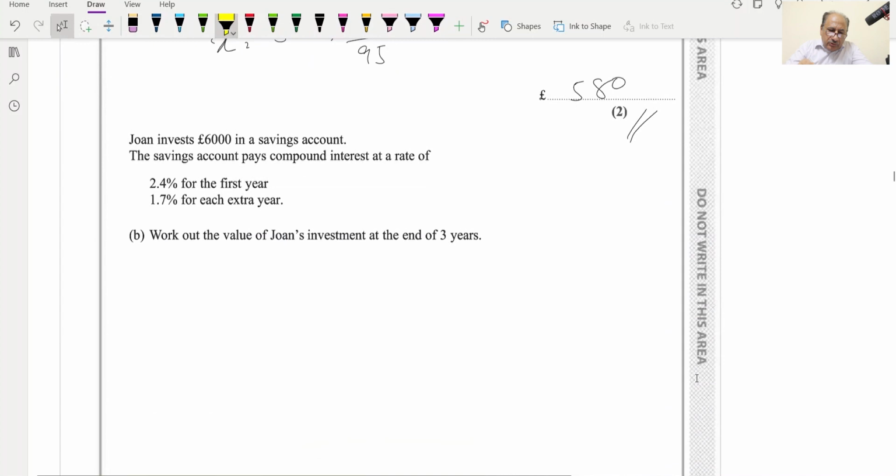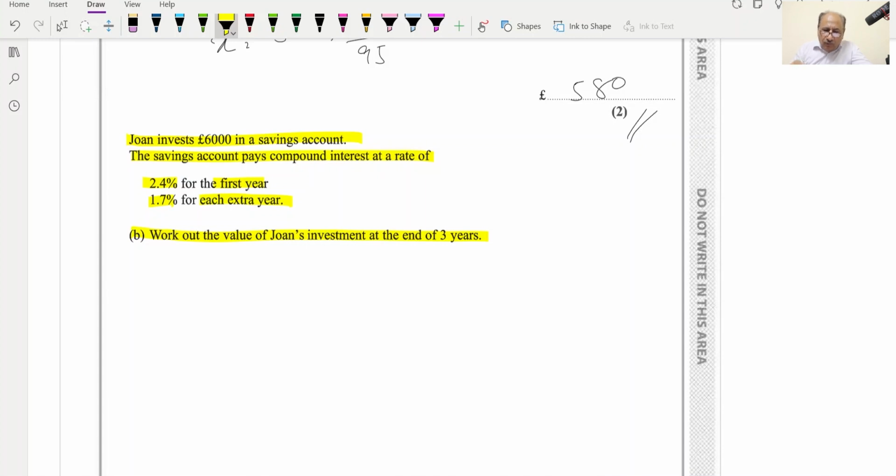Now B part, John invests this much amount in a savings account. The savings account pays compound interest at this rate for the first year, and this rate for the second year, for each extra year basically. Work out the value of John's investment at the end of 3 years.